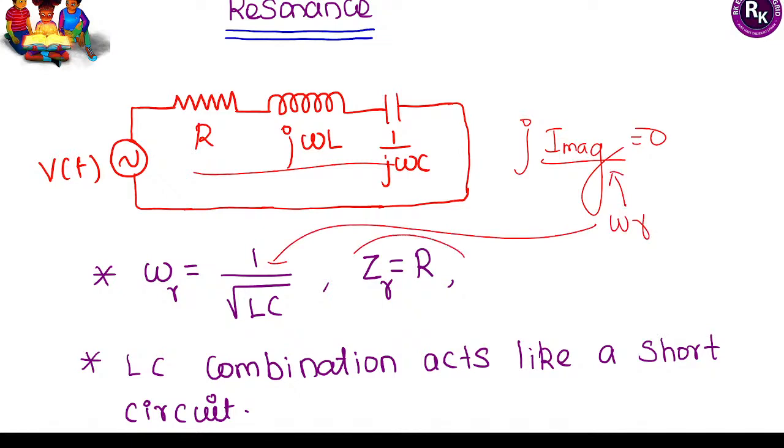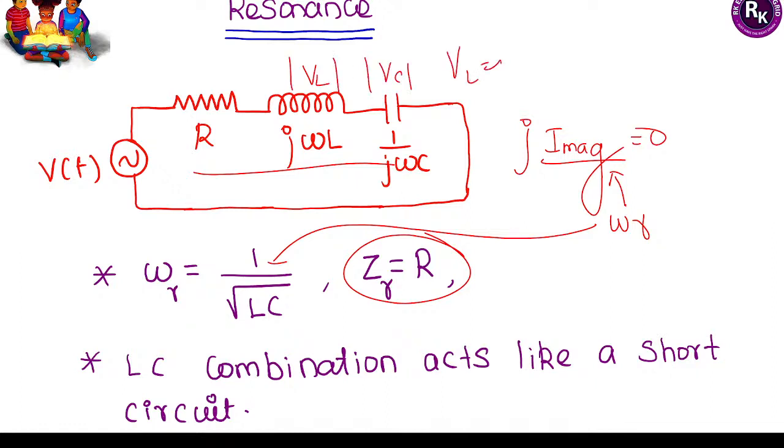At resonance, the circuit will become purely resistive. In case of series resonance circuit, if you observe the voltage drop across the inductor and the voltage drop across the capacitor, their magnitudes are equal, but their signs are opposite to each other.